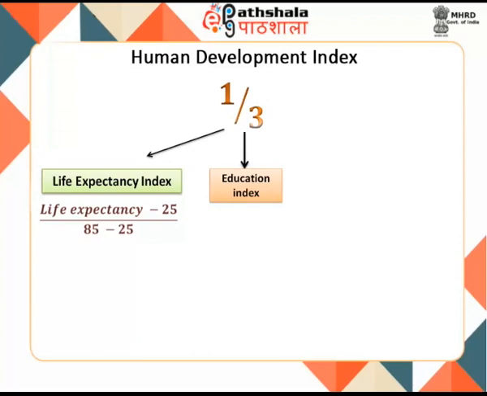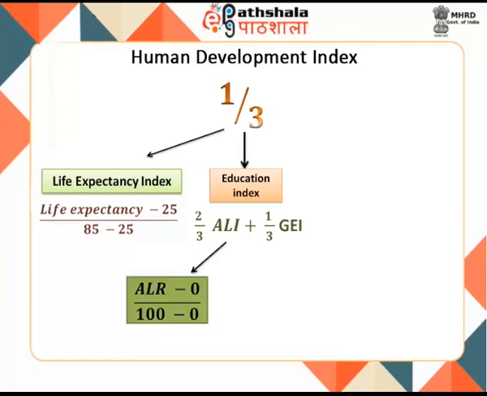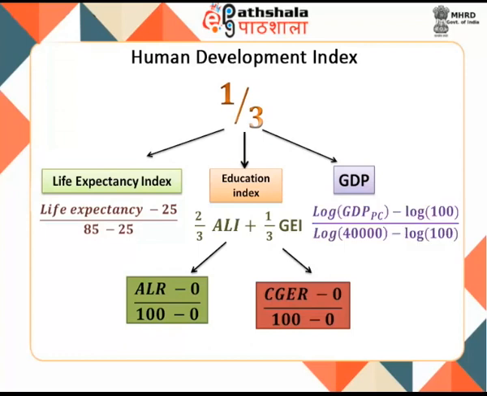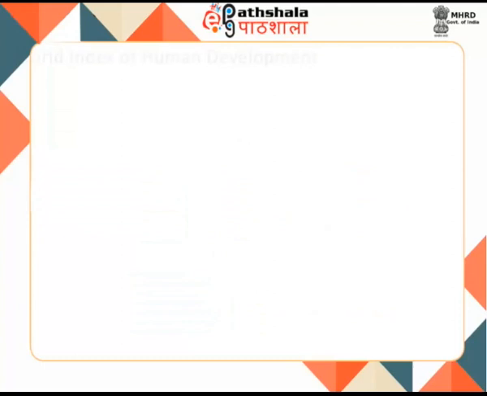Education index equals two-thirds weighting on the adult literacy index plus one-third weighting on the gross enrollment index, where the adult literacy index equals (adult literacy rate minus 0) divided by (100 minus 0), and the gross enrollment index equals (combined gross enrollment rate minus 0) divided by (100 minus 0). The GDP index is equal to (natural logarithm of gross domestic product per capita at purchasing power parity minus log of 100) divided by (log of 40,000 minus log of 100). The World Index of Human Development is also calculated.